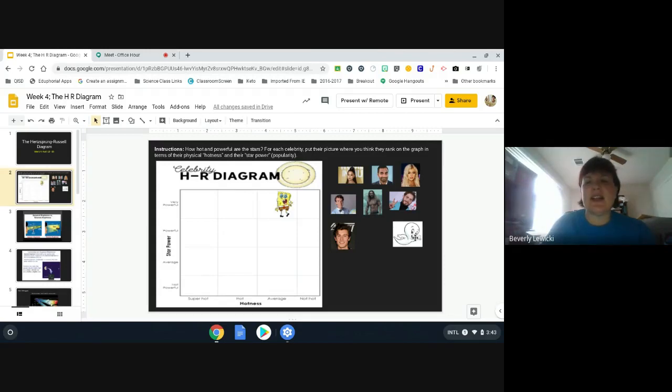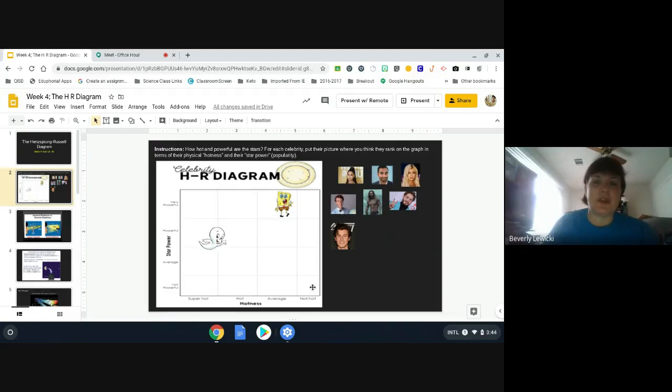Casper, on the other hand, I think is absolutely adorable. So I'm going to move Casper and put him in cuteness. I don't think he has as much power as SpongeBob. I don't think as many people know who he is. So I'm moving him down here to pretty darn cute, maybe not the cutest, and I'm going to give him some average star power. People know him, but not everybody does. This is my opinion, and I'm going to graph him this way.